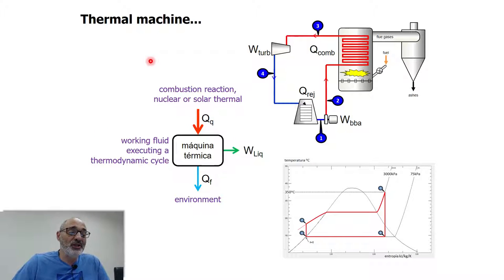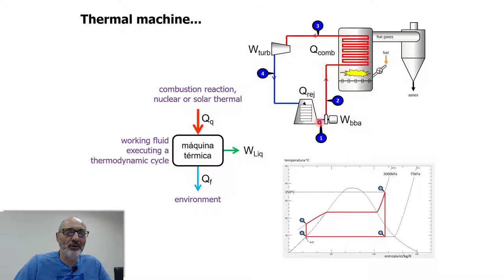Looking inside the thermal machine, the working fluid executing a thermodynamic cycle can be something like what is shown here. Let's consider, for instance, steam. The working substance is steam. So what do you need to do? You need to get cold water. It's going to absorb heat from the combustion, so the cold water is going to be transformed into hot steam. So you have a phase change in between.